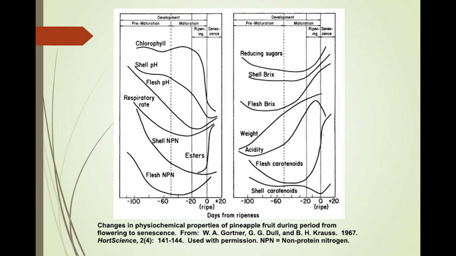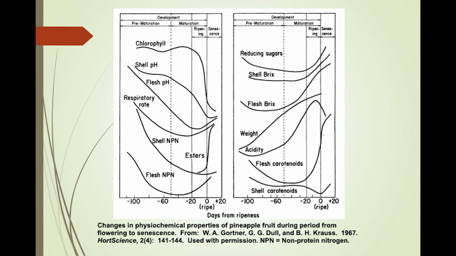Here we have two figures that indicate the changes that occur during the growth and ripening of pineapple fruit. The scale at the bottom is in days, beginning with the flowering of the pineapple plant. On this scale, 0 is the day that the fruit are fully ripe. Prior to ripening, the days are numbered negatively. After ripening, the days are numbered positively. When you observe this figure, you can see there are quite a few changes as the fruit grows and develops.